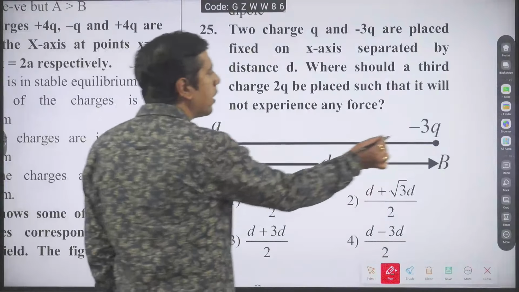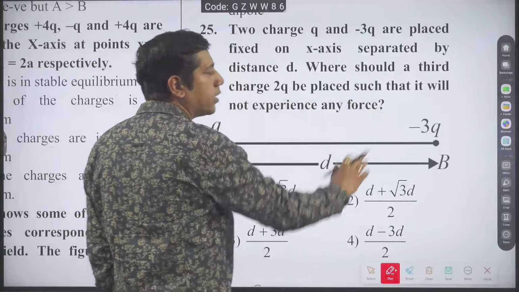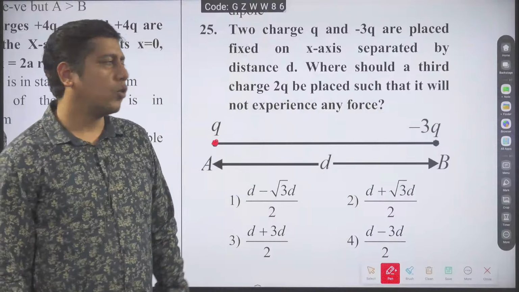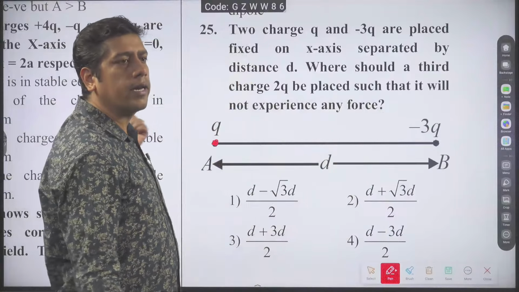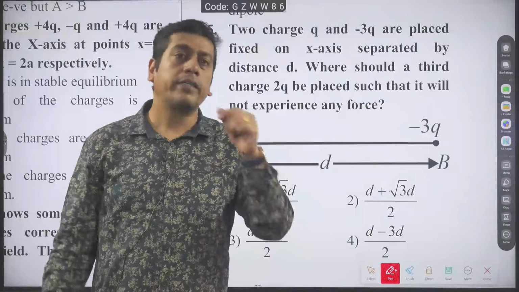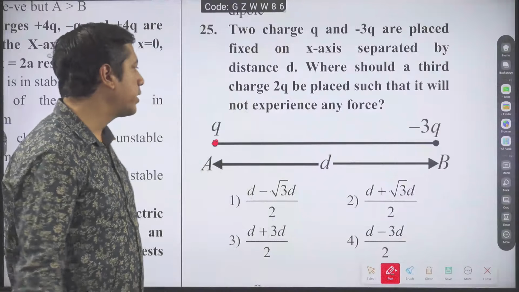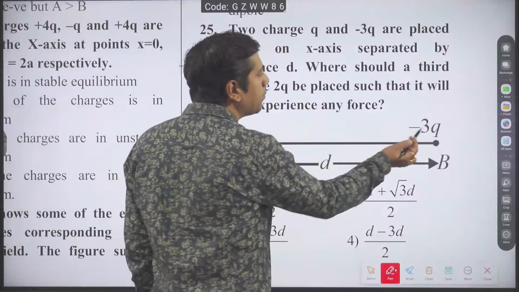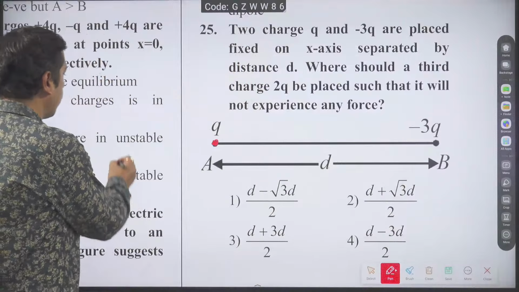Why? Because these are different charges, right? Opposite nature. So null point will not be in between. Null point will be outside, and on the side having lesser magnitude. So Q is having less magnitude than minus 3Q. So it will be this side.